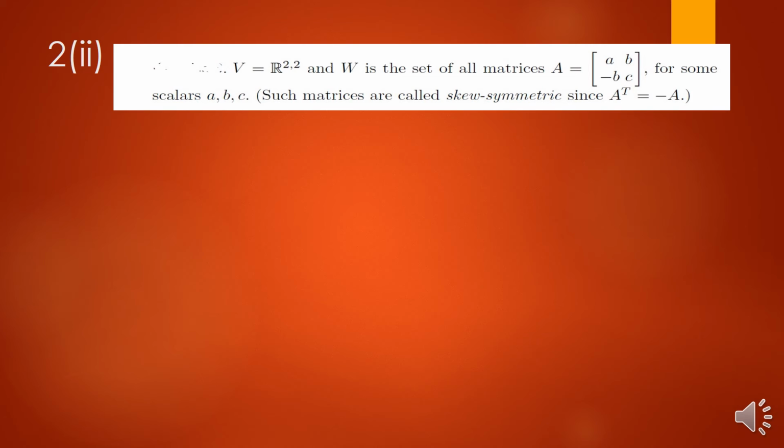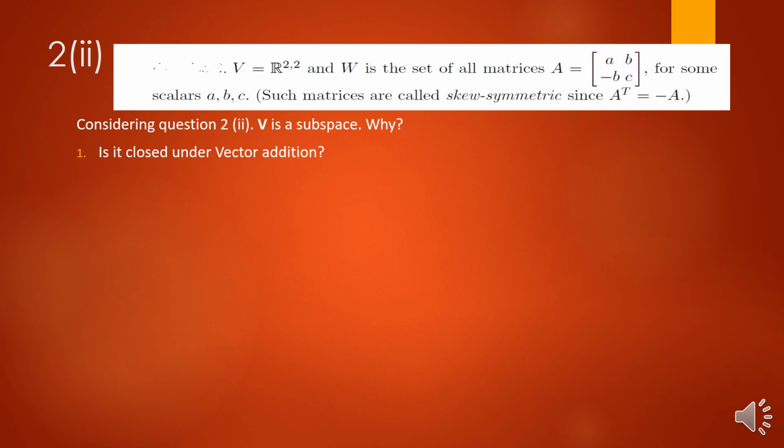So we need to show that such a matrix V is what? Is a subspace. Is it a subspace? Yes, V is a subspace. Why is it a subspace? We are going to ask the same three questions: whether it is closed under addition. Is V closed under addition?